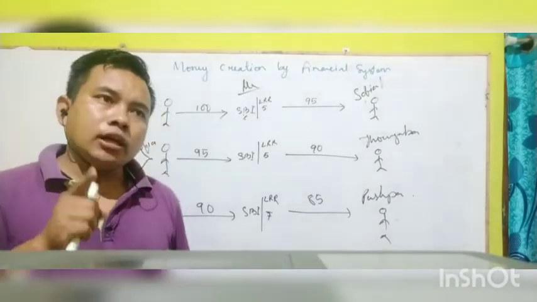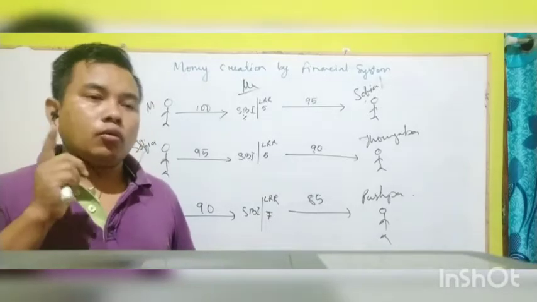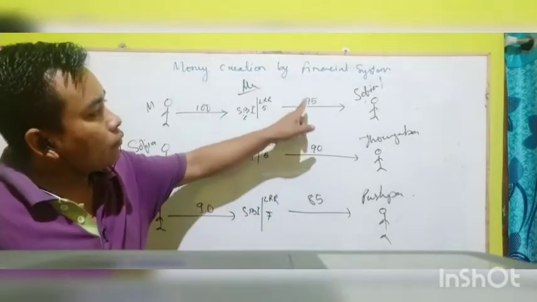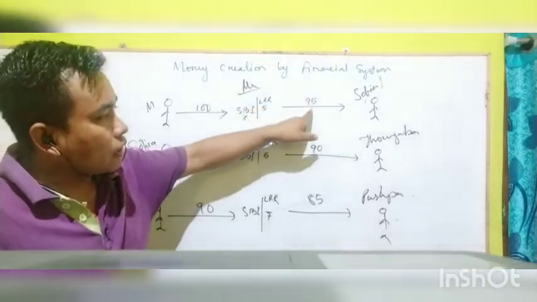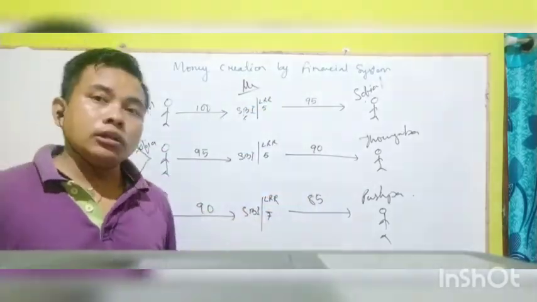This money creation keeps decreasing. Which factor is responsible for this decrease in money from 95 to 90 to 85? What is the reason for the decrease, Sophia?